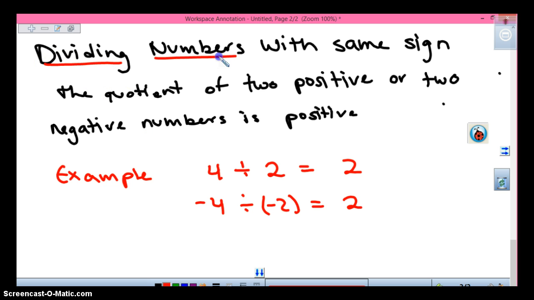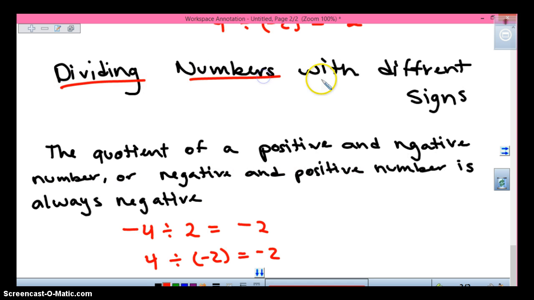When we are dividing numbers with the same sign, the quotient of two positive or two negative numbers is always positive. For example, 4 divided by 2 is 2, and negative 4 divided by negative 2 is 2. So it's exactly the same rule as with multiplication, right? When you're multiplying two positives, it equals a positive. When you're multiplying two negatives, it equals a positive. Same thing for division. When you're dividing two positives, it equals a positive. When you're dividing two negatives, it equals a positive.